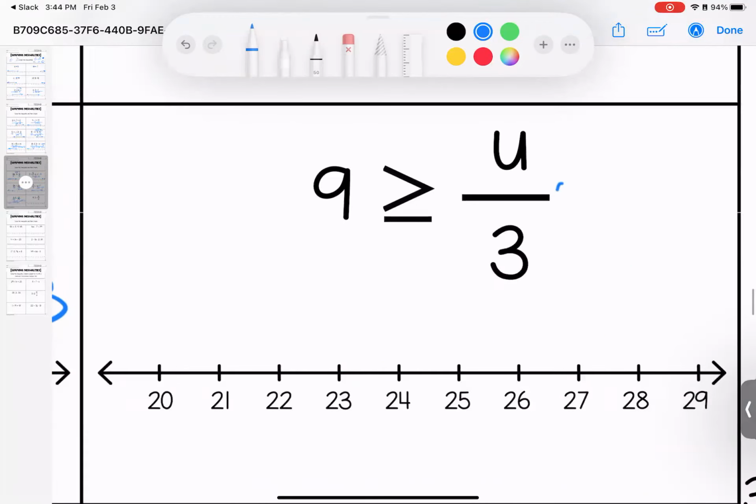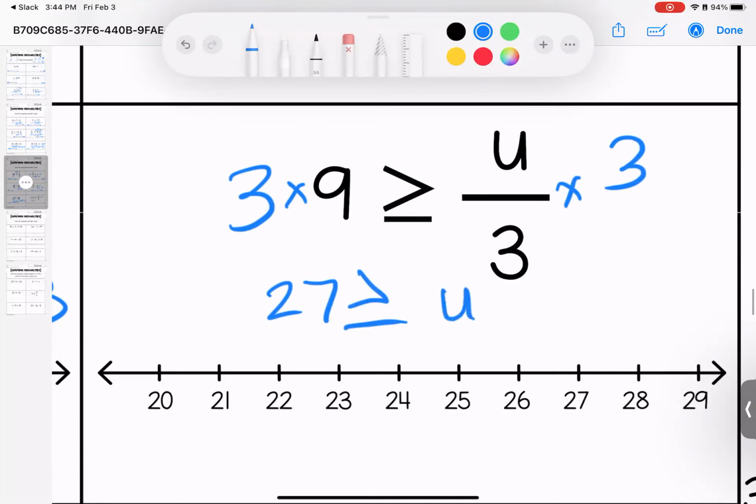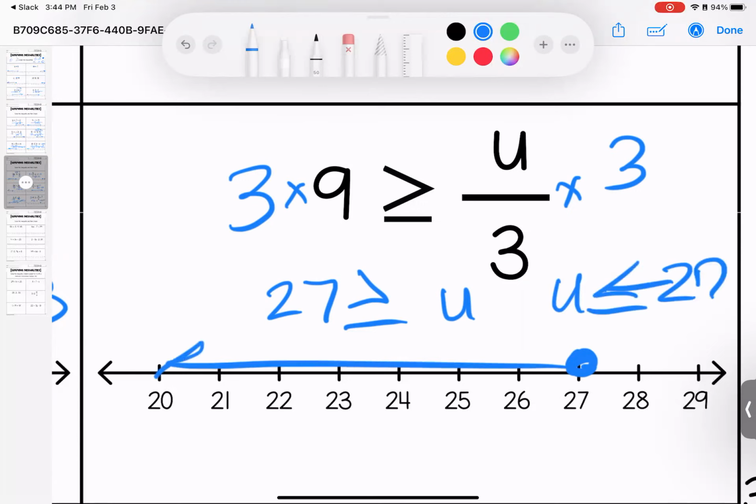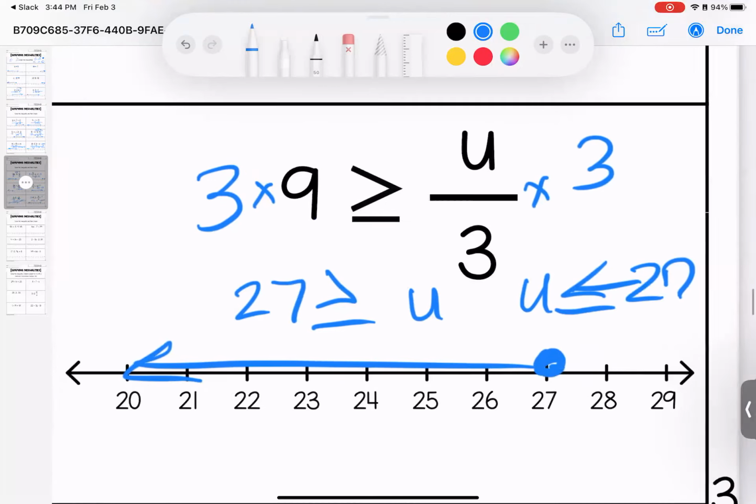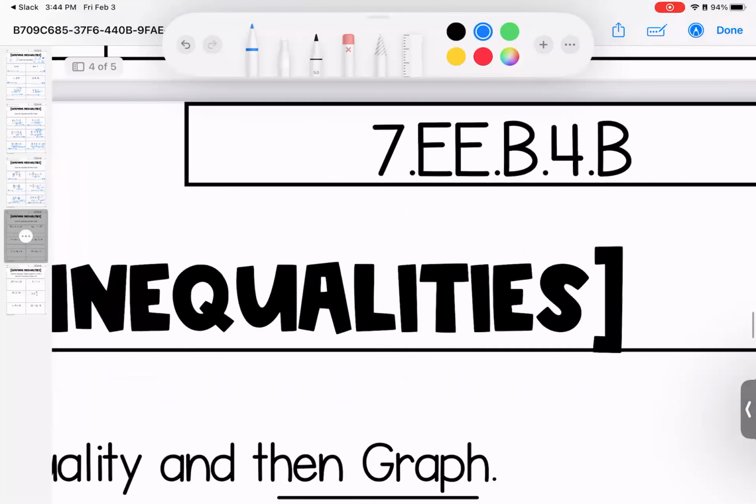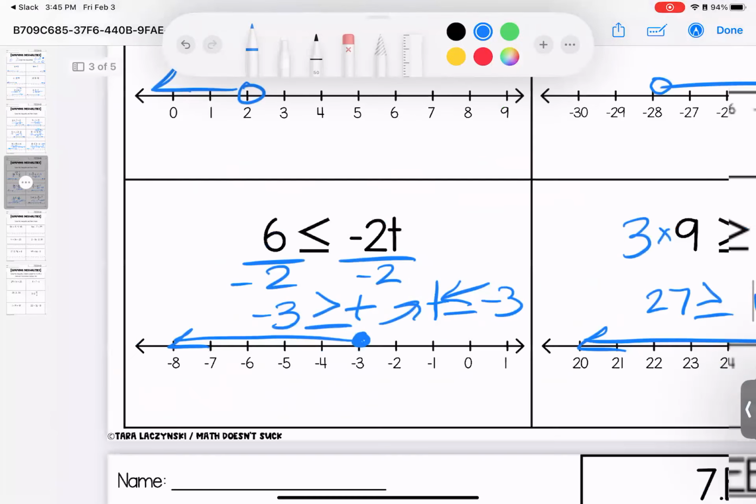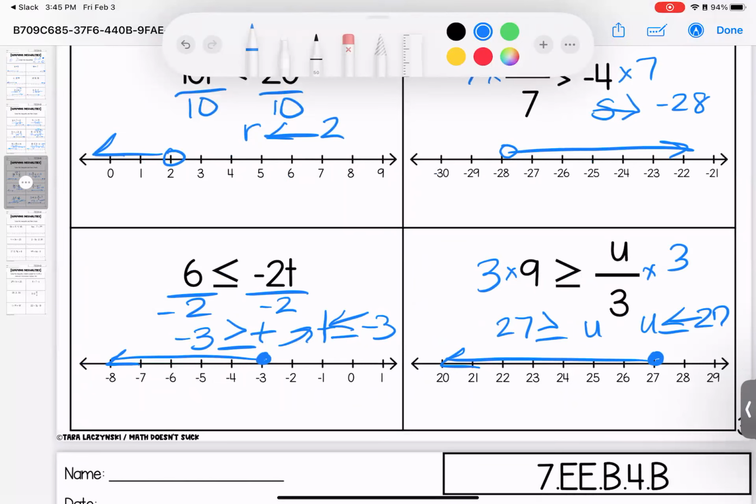All right, for this one, multiply both sides by 3. I see a fraction. I multiply. 27 is greater than or equal to U. Fill it in. If I flip it around, U on this side, 27 on this side, my arrow goes to the left. That's it. Any questions? Bring them with you to class.